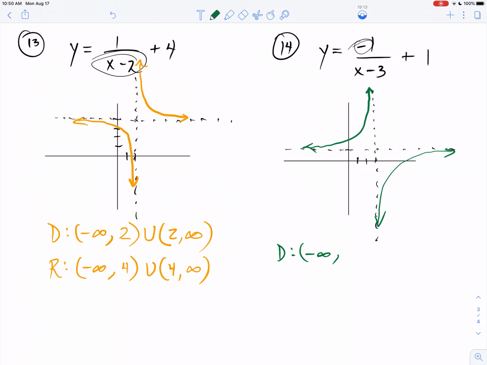Where do you have to pick up your pen? Or sorry, it still goes left, because I'm doing domain. Still goes left forever. But at 3, there's a break in the action. At +3, you got to pick up your pen to draw the other side of this graph. The range, now here we go, down forever, but there is a break in the action at 1. I have to pick up my pen if I were to draw the other side of this graph.